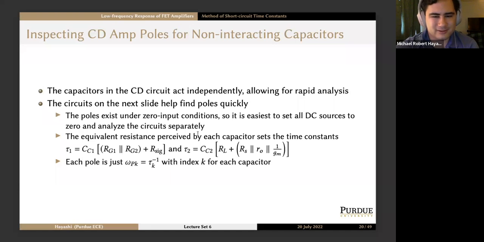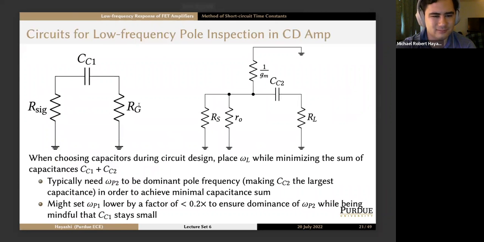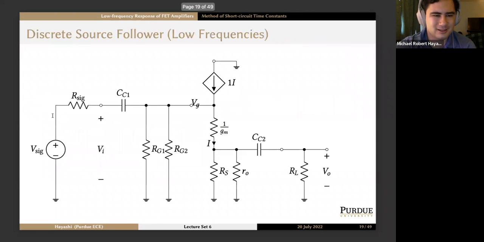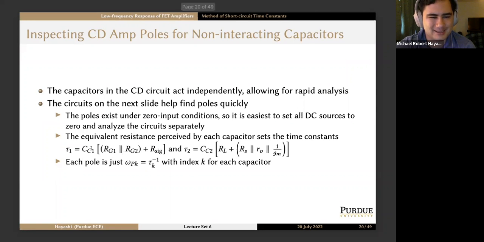So let's look at the equivalent resistances. First, let's figure out what CC1 perceives. It's going to see nothing happening through the gate. So you can figure out VG by looking at RG, which is RG1 in parallel with RG2, and just Rsig. And then we have this source turned off, so it's just replaced with a short circuit to ground. So CC1 perceives Rsig and RG. Its time constant is CC1 times the quantity RG1 parallel RG2 plus Rsig.